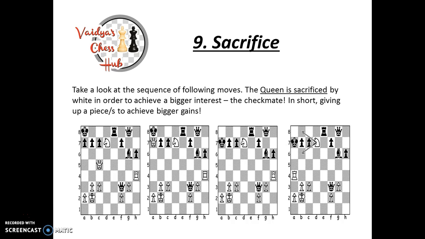In short, when a player gives a piece or pieces in order to achieve bigger gains, you call it a sacrifice. So on the far left, you have this queen here, which took the pawn on a7, giving check to the king, as you can see here. And the black king, because the queen had no support and he had no other moves, captured. He had to accept the sacrifice.